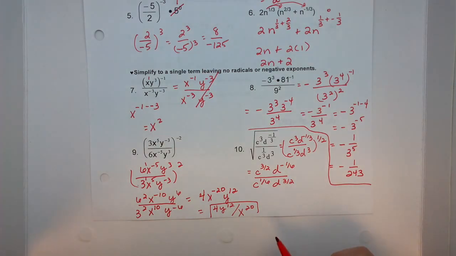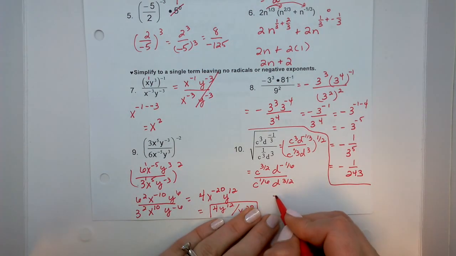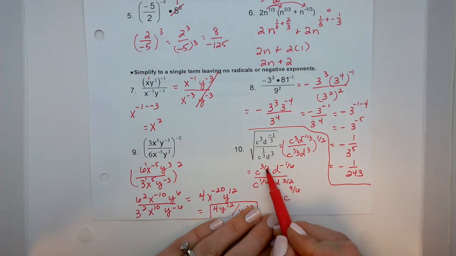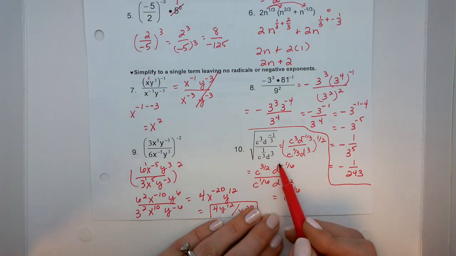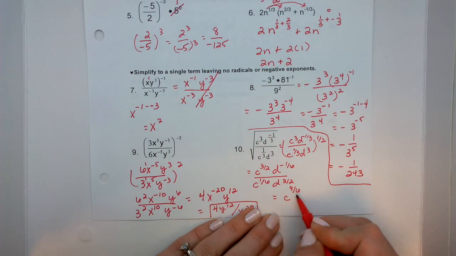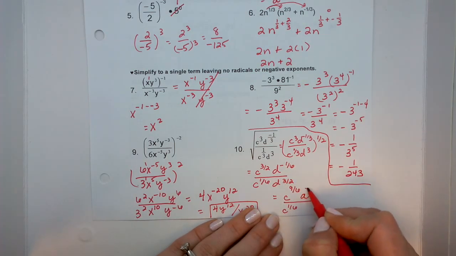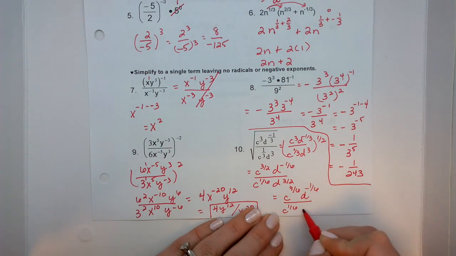Now to do that, you have to have a common denominator. So I'm going to change this to c to the 9/6. If I take 2 and I multiply by 3, I get 6. So I have to do that to the top as well. 3 times 3 is 9. Divided by c to the 1/6, d to the negative 1/6, d to the 9/6.